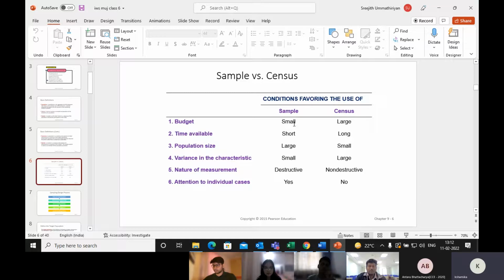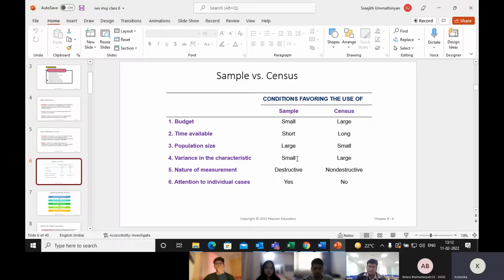Say if the budget is small, I said cost constraint, time is short, then of course go for a sample. If the population size is large, because it will be unviable to reach all these elements of the population. If the variance in the characteristic is small, then you are comfortable just doing the sample because you know that there isn't much variance. So from the sample itself, you should be able to get a good estimate or sense of what is the characteristic of the population as well.